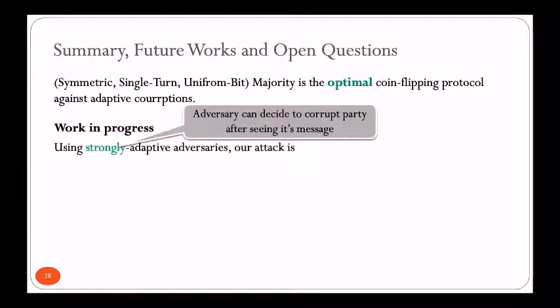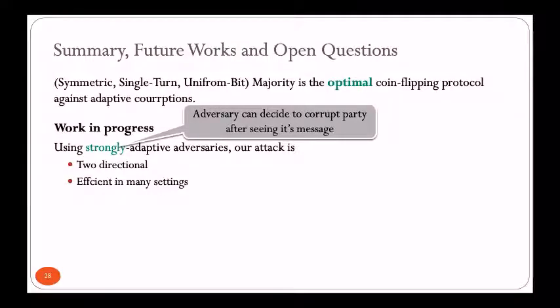In addition, we have a work in progress that uses strongly adaptive adversaries instead of adaptive adversaries. These are adversaries that can decide whether or not to corrupt the party after they've seen the message that party sent. And in this case, our attack can be made two-directional, meaning that we can decide to what output value we want to bias the protocol. In addition, this attack is efficient in many more settings. Practically, if the protocol is full coin, our attack is efficient.